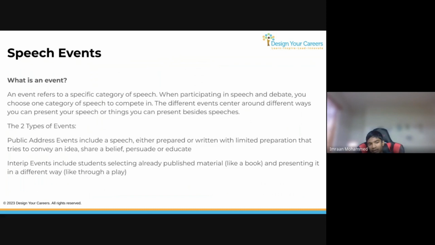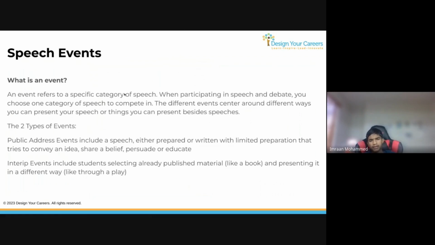Interrupt events are somewhat complicated, but you take a different piece of media and convert it into another piece of media. So, for example, you can take something like a book and convert it into a play. The book is already published material. You are not necessarily making original material, but you're converting it into a play. That's the original part.